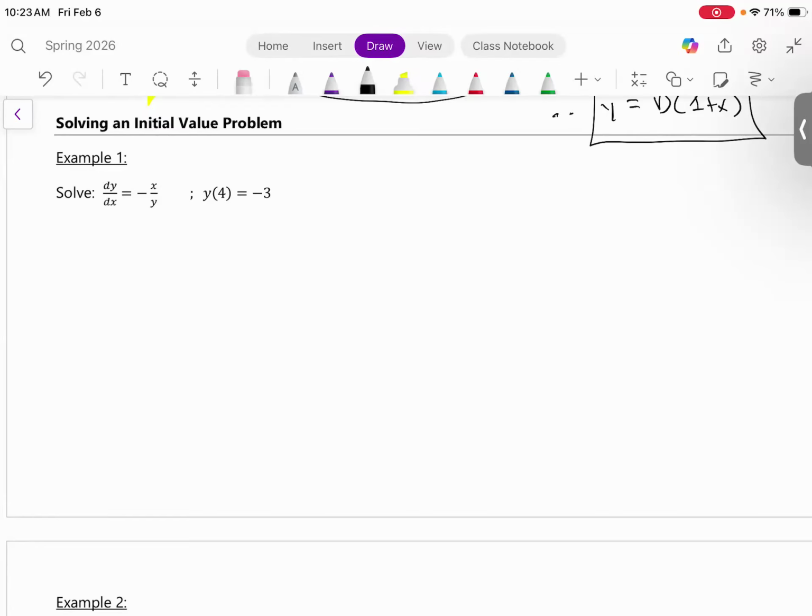Everybody, welcome back to the Section 2.2 video. Let's go ahead and now turn our attention to solving some initial value problems using the separation method. So here's this example right here.